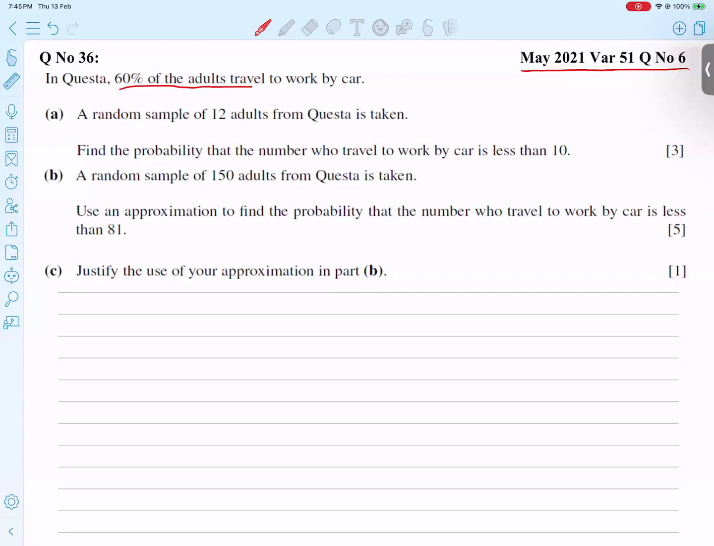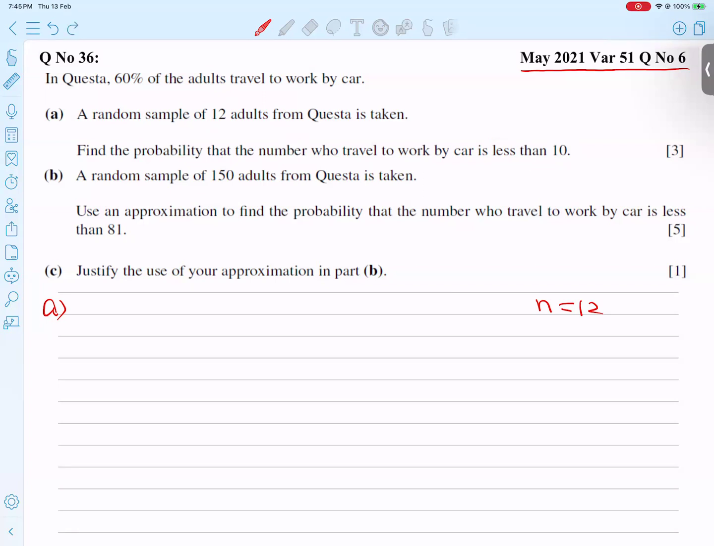This is June 2021, variant 51, question number 6. 60% of adults travel to work by car, and a random sample of 12 adults is taken. This is called the n value. So n value, sample of 12 adults. Find the probability that the number who travel to work by car is less than 10.